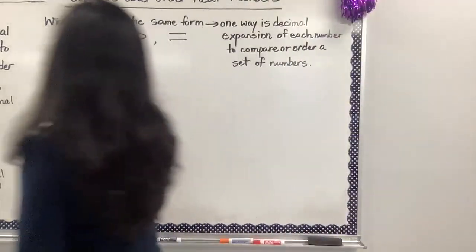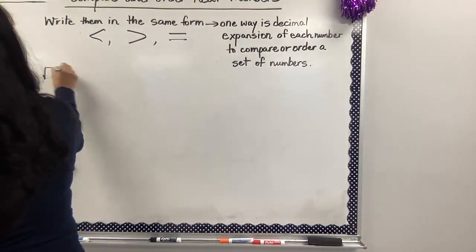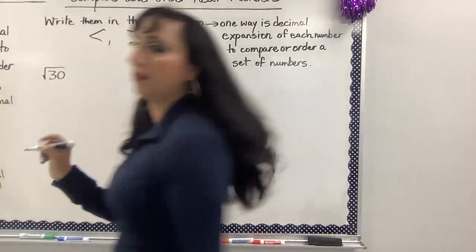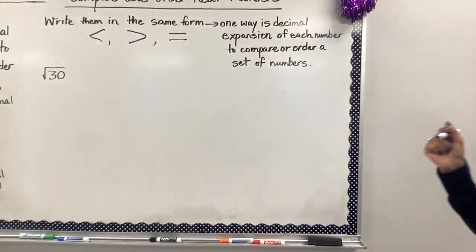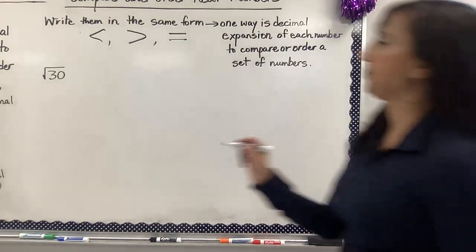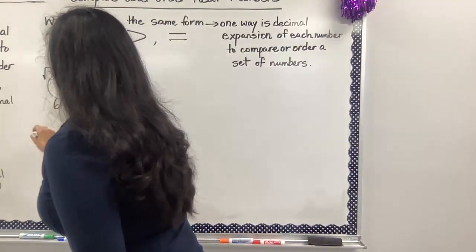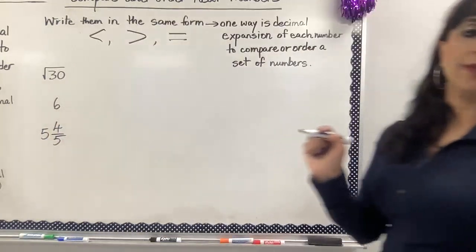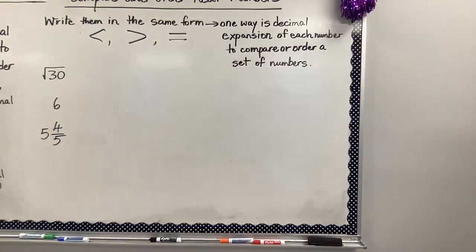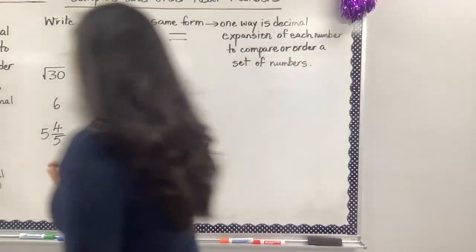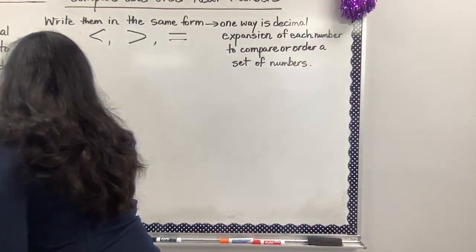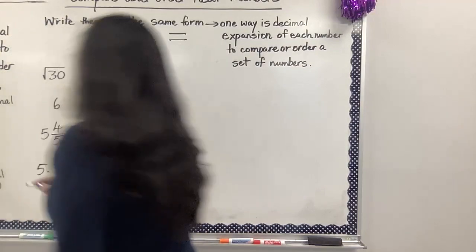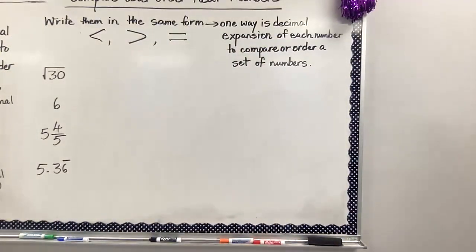So we are going to order square root of 30, and 6, 5 and 4/5, and 5 and 36/100 with a repeating sign over the 6.